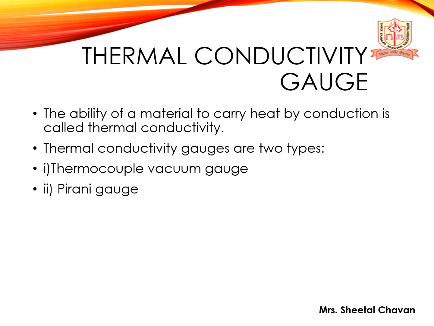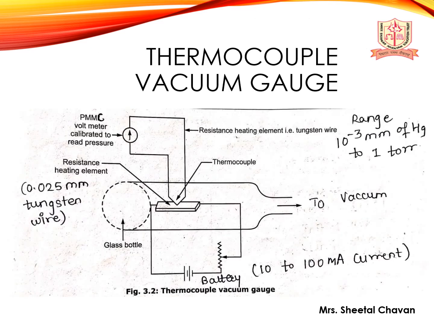Thermal conductivity gauge. The ability of a material to carry heat by conduction is called thermal conductivity. Thermal conductivity gauges are of two types: the thermocouple vacuum gauge and the Pirani gauge. So this is the diagram of the thermocouple vacuum gauge.